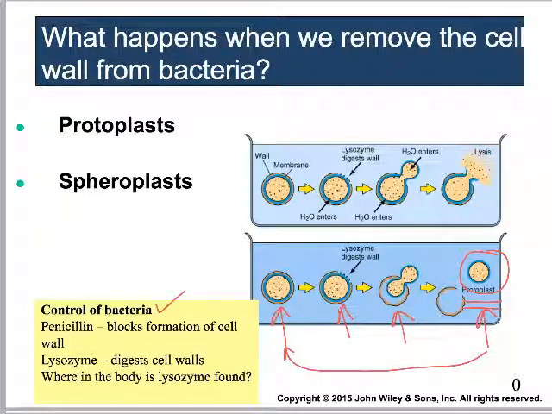Now, in order to control bacteria, there are methods that actually destroy the cell wall. So penicillin blocks the formation of the peptidoglycan layer. If you can't form the peptidoglycan layer, you don't have the cell wall, and the cell will lyse. Lysozyme digests cell walls, and that's found in our tears and in our saliva. So that helps protect us from bacteria.